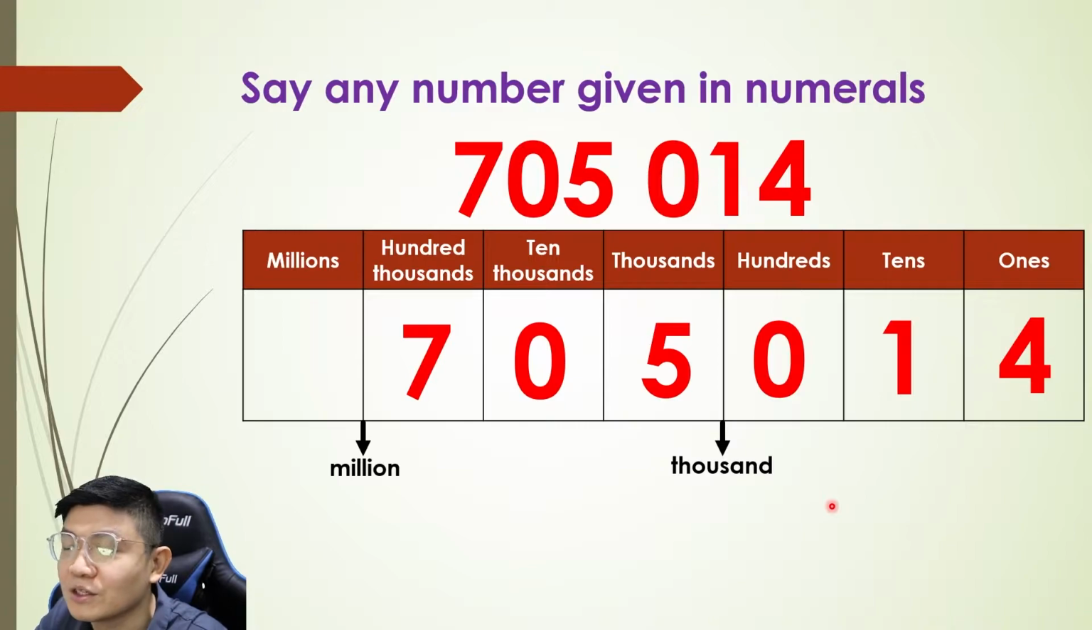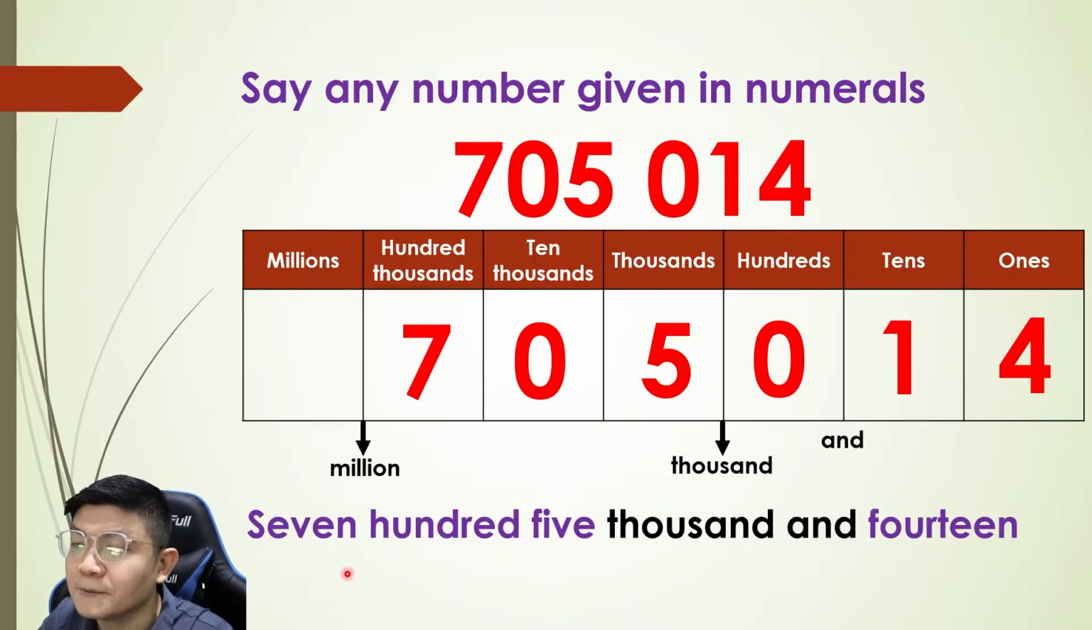But of course, you don't forget there is an 'and'. Right? And 14. Now I repeat again. 705,000 and 14. Okay? 705,014. Okay, I give you another example again.